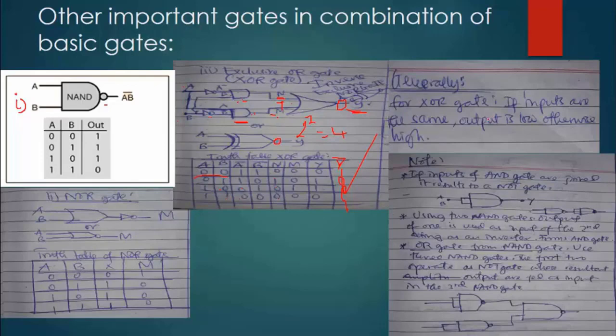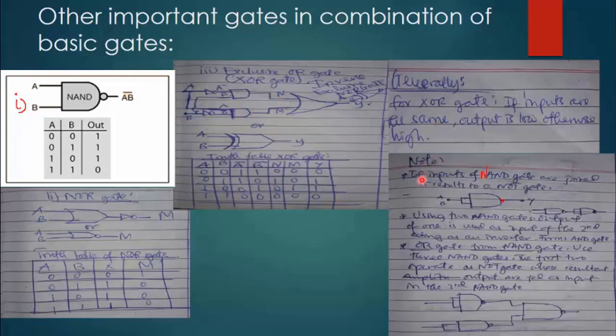Ukiangalia if inputs are the same, kama kwa mfano hapo 00 au 11, the output inakuwa ni low. 00 inakuwa 0. 11 inakuwa 0. If they are the same, output is low. But if inputs are otherwise, output inakuwa high. Otherwise naona ziko high. Kwa hiyo ni general principle ya XOR gate.